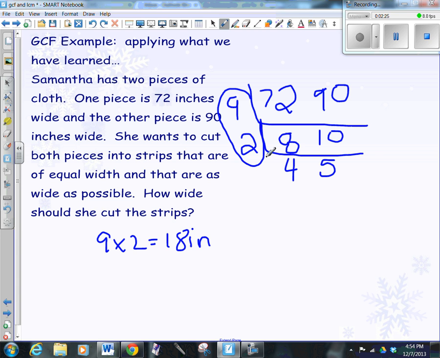And here's another interesting thing about doing a question like this. She can cut 4 strips from the 72-inch piece of fabric and 5 strips from the 90-inch piece of fabric. So not only do I know how wide those strips are going to be, but I know how many I'm going to have. If I add them all together, I would have 9 strips. Or if this was green fabric and this was red fabric, I'd know that I'd have 4 pieces that were green and 5 pieces that were red. So using Euclid's ladder to figure out a GCF problem is super helpful.